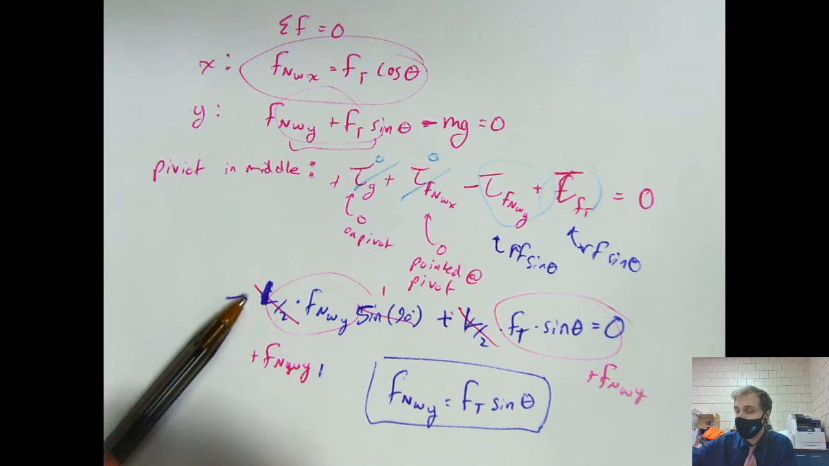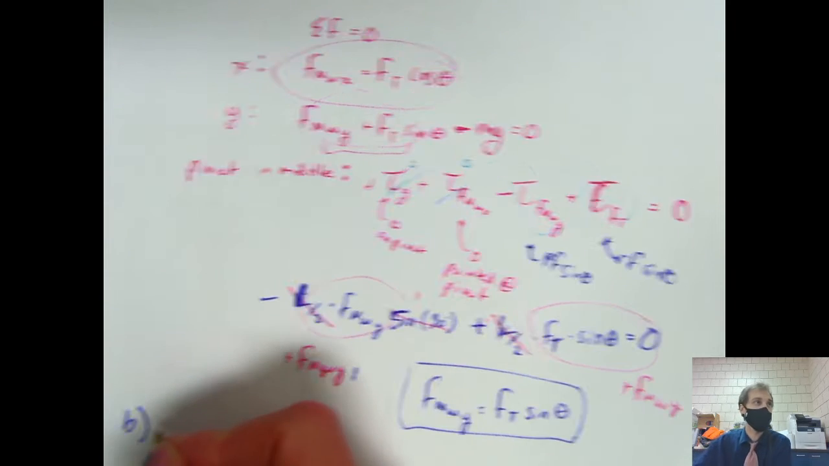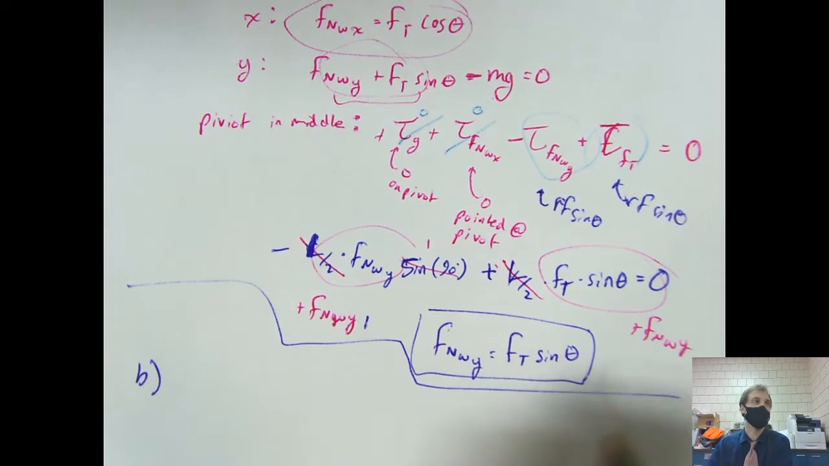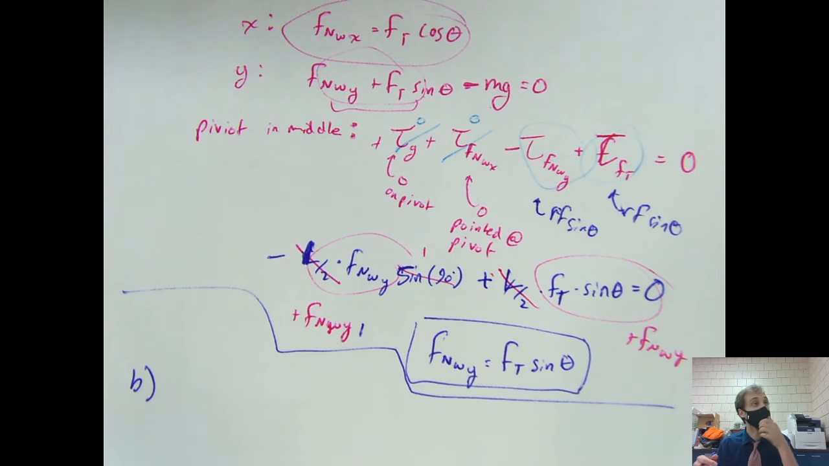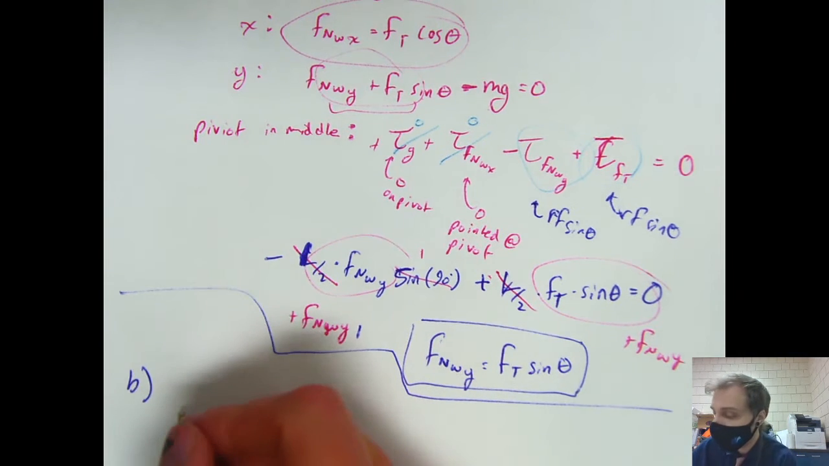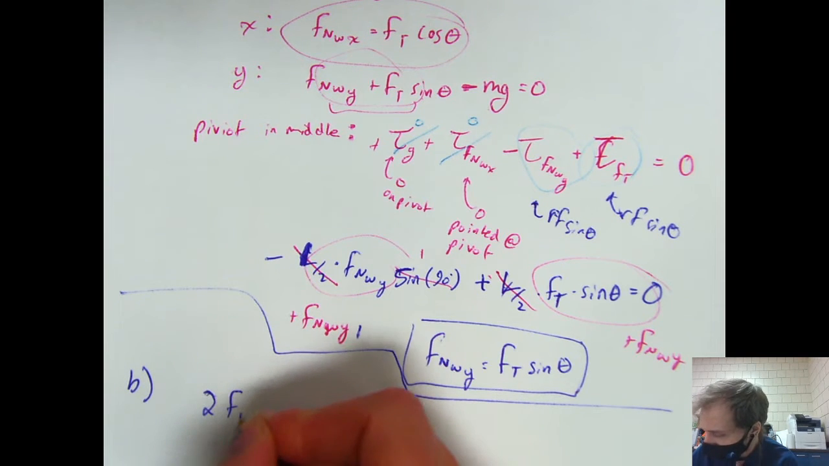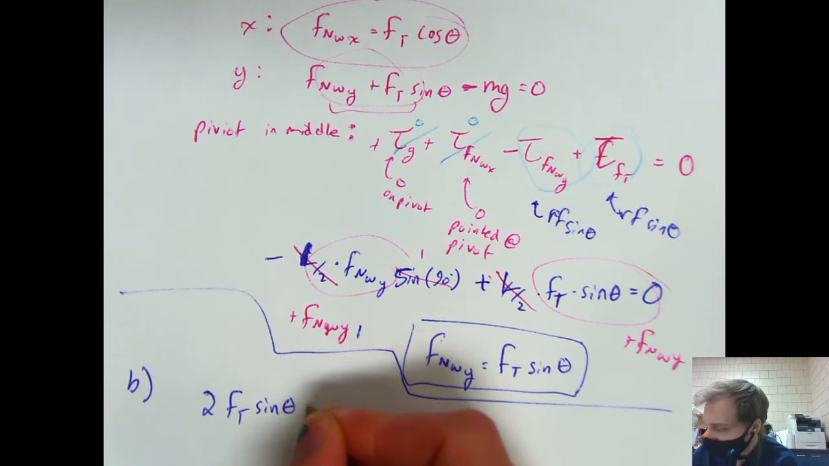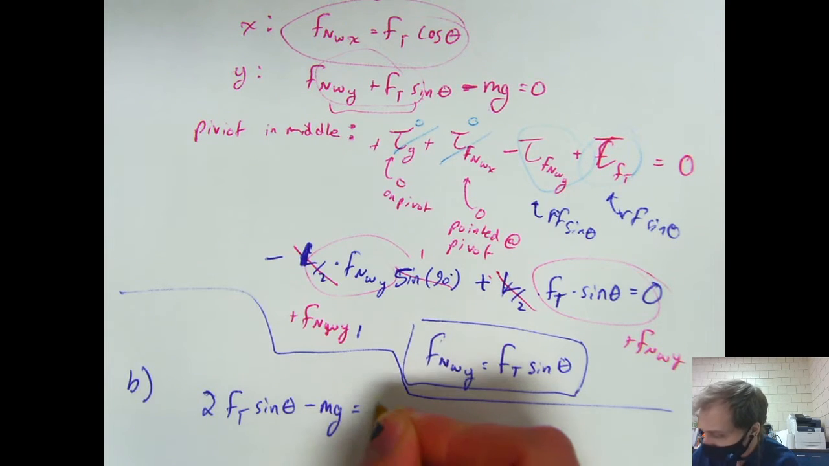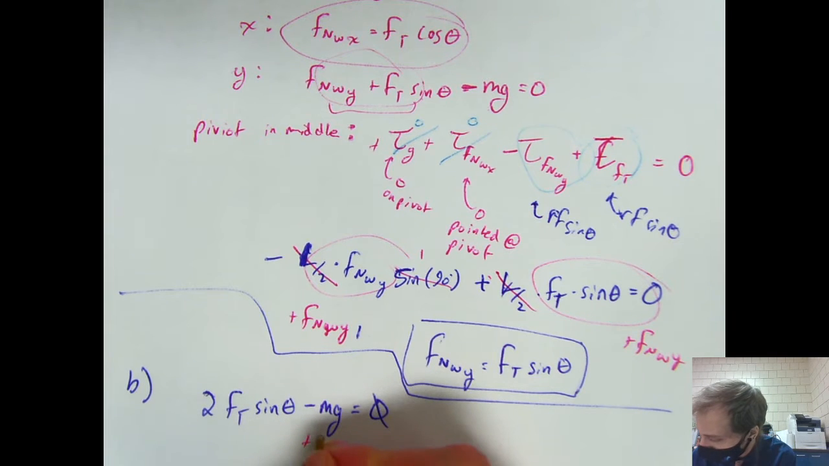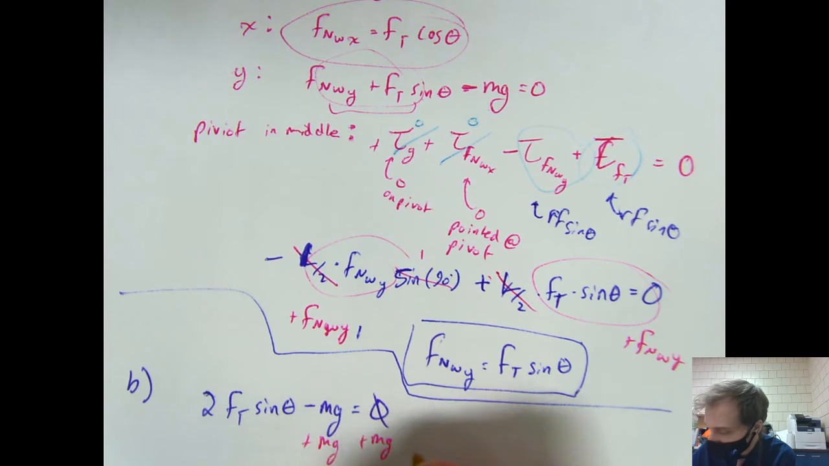So for B, because we did all of that conceptual thinking, because we mapped out which things need to be balanced with each other, which ones need to be the same as each other and which ones are balanced aside from that, I could actually go ahead and say that double my force of tension times the sine of theta minus mg needs to equal 0, again because the normal force from the wall and the tension are the same as each other, so it's like having two of them. So as a shortcut, I can do plus mg.